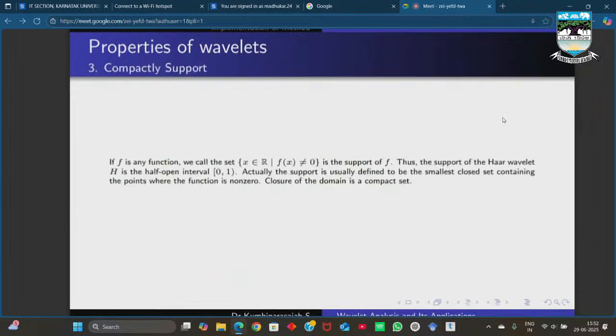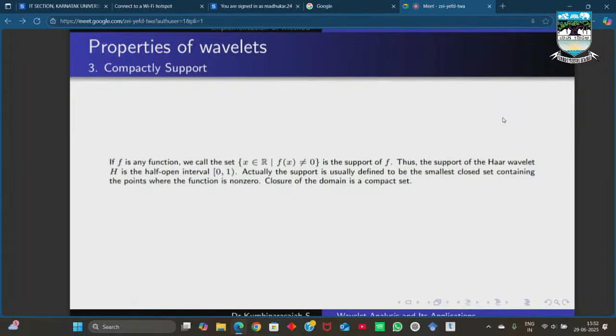And one more property, compact support. The compact support says if any function f, we call the set of x belonging to R where f is not equal to 0 the support of the function f. Actually, the support means the smallest closed set containing the points where the function is non-zero. So that is, the closure of the domain is a compact set.